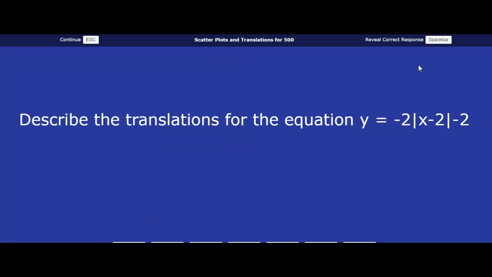Okay, so describe the translations for the equation y equals negative 2x, quantity x minus 2 minus 2. Is it a slope of 2? It's going to the right 2 and down 2? Right 2, yes. Down 2, yes. Kayla, what did you miss? I don't remember the problem. Yeah, so it's reflected.